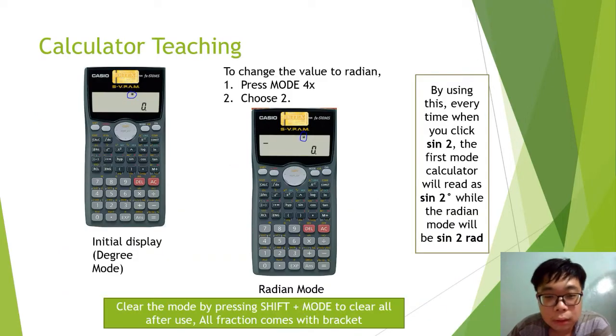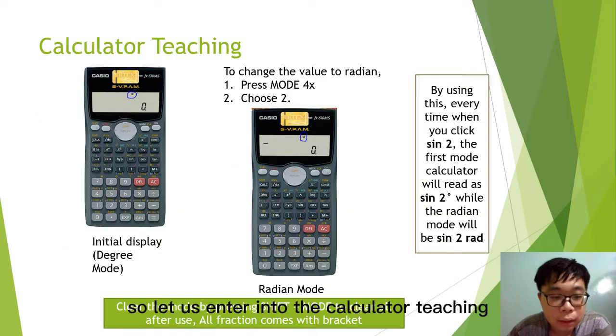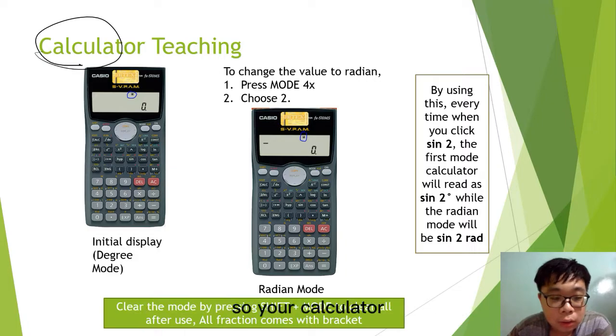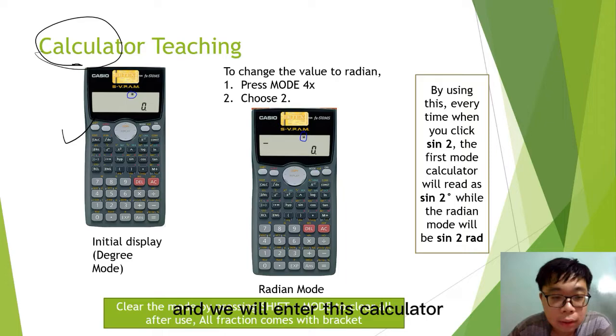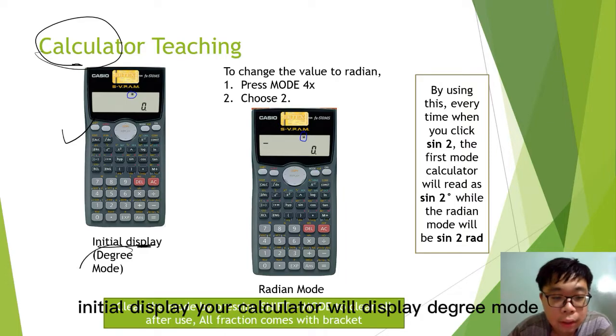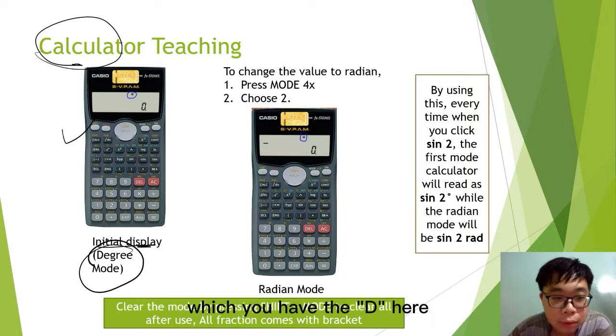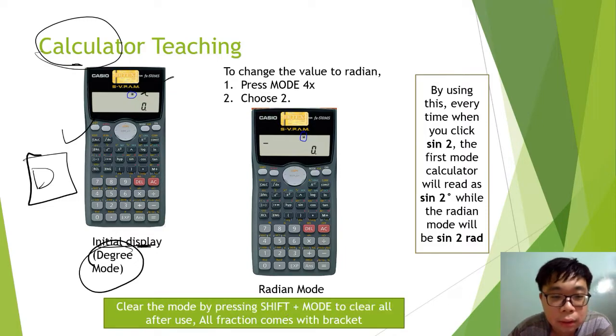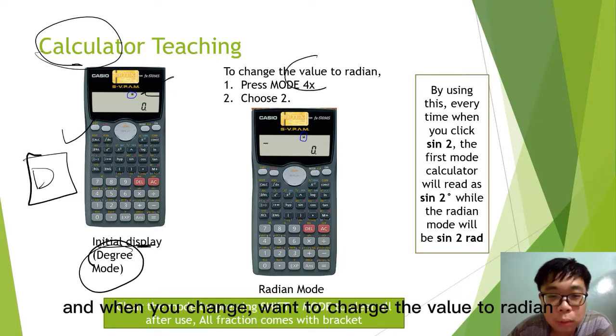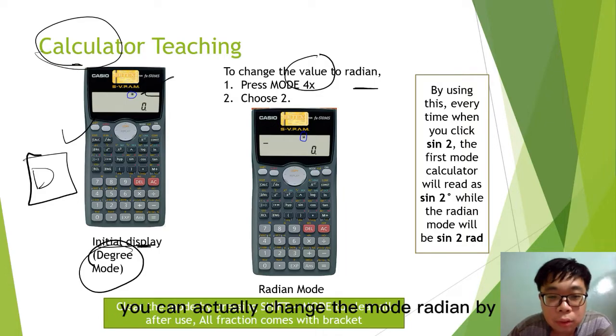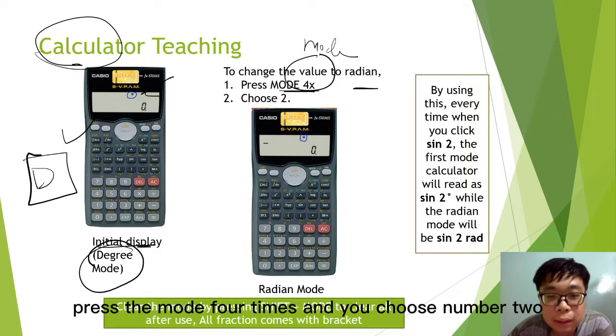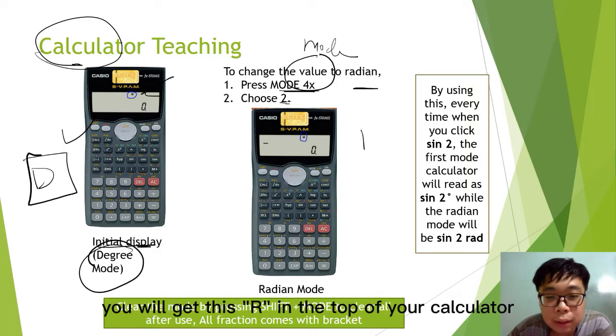So let us enter into the calculator teaching. This is your calculator. When you turn it on, the initial display is degree mode, which you can see as the D at the top of the calculator. When you want to change to radian, press the mode key 4 times and choose number 2. You will get an R at the top of the calculator.